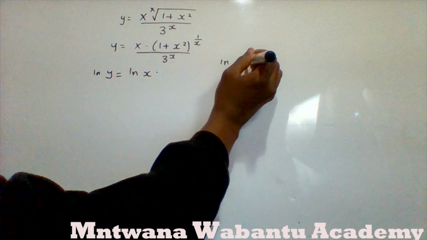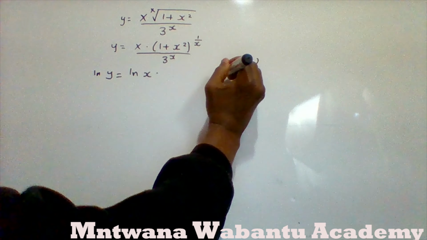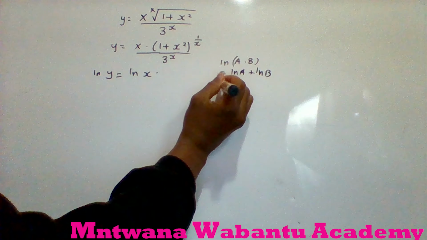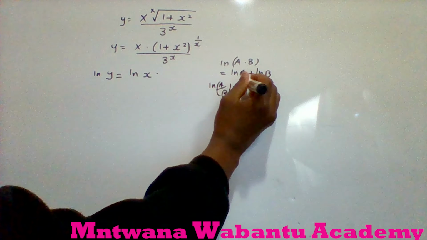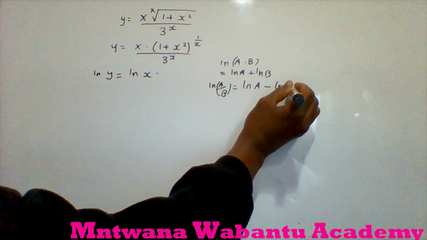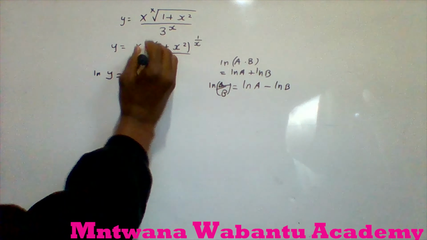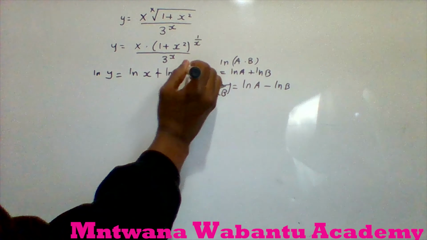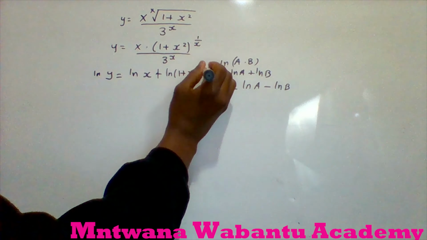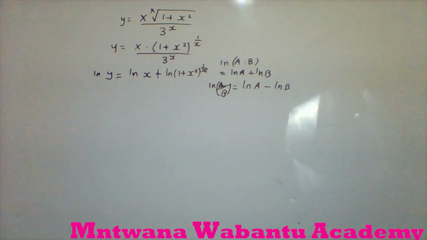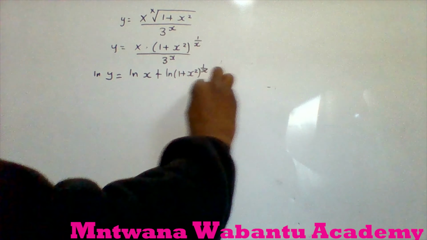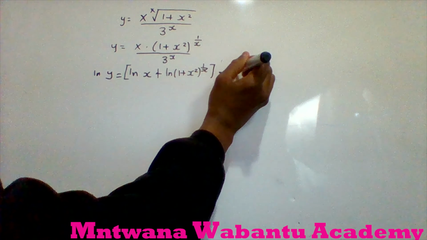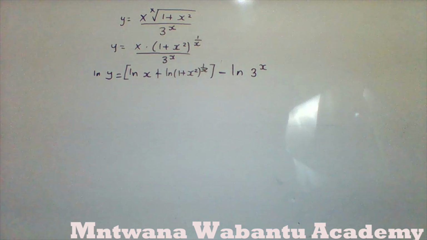If I have ln of a times b, this is the same as ln of a plus ln of b. If I have ln of a over b, this is the same as ln of a minus ln of b if it's division. So now this is a multiplication, so I'll say ln of x plus ln of this group, which is 1 plus x squared to the power 1 over x, and all this group minus ln of 3 to the power x, the one at the denominator.